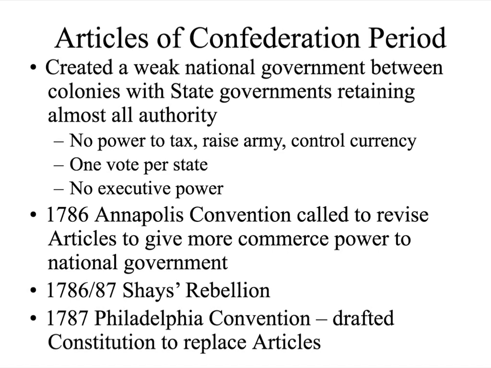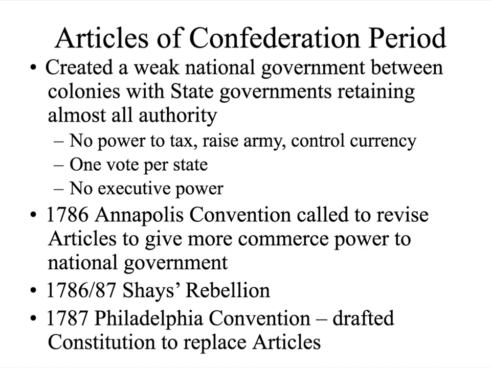So at any rate, they call this convention in Annapolis. Almost no one shows up. Five states, I think something like 12 people, and Washington is livid about this and swears he will never participate in something like this again. He sort of washes his hands of it all and says, I'm going home to Mount Vernon. You guys figure it out. And then Shays' Rebellion happens.